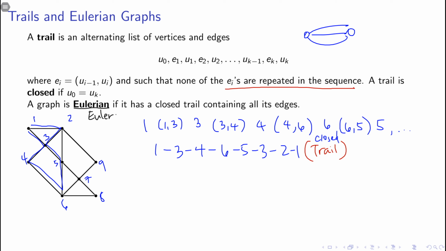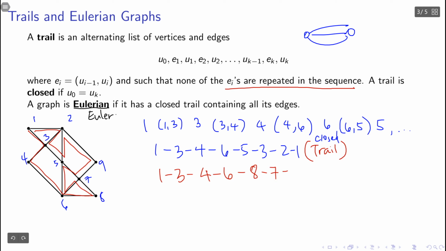Can we find an Eulerian trail on this graph? Well, I already demonstrated one to you on the previous slide, when I showed you that we are able to draw this graph without lifting your pen. So maybe we could do 1, 3, 4, 6, 8, 7, 6, 5, 7, 9, 2, 5, 3, 2, 1. And this is an Eulerian trail.